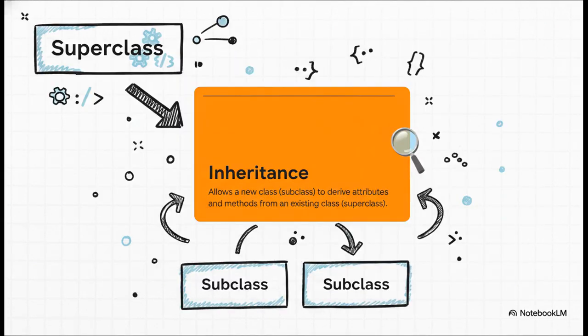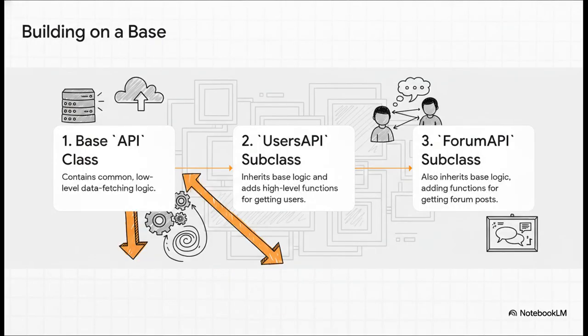Inheritance is just a mechanism that lets a new class, a subclass, take on or inherit the properties and methods of an existing class, the superclass. It lets us write some common, shared logic just one time and then reuse it over and over in more specialized classes. This makes way more sense with a real-world code example.